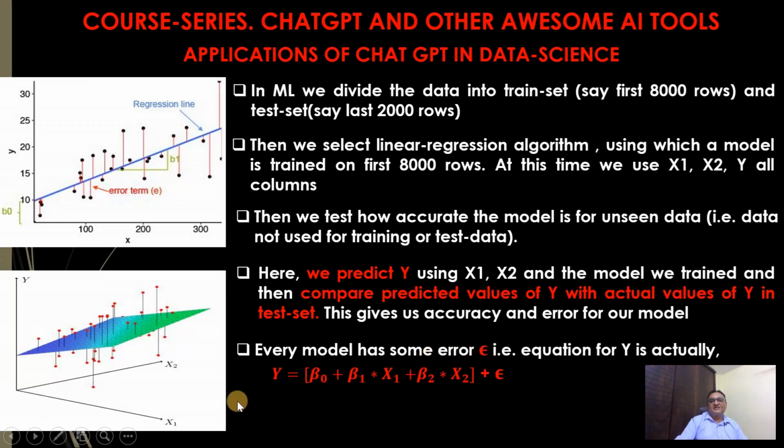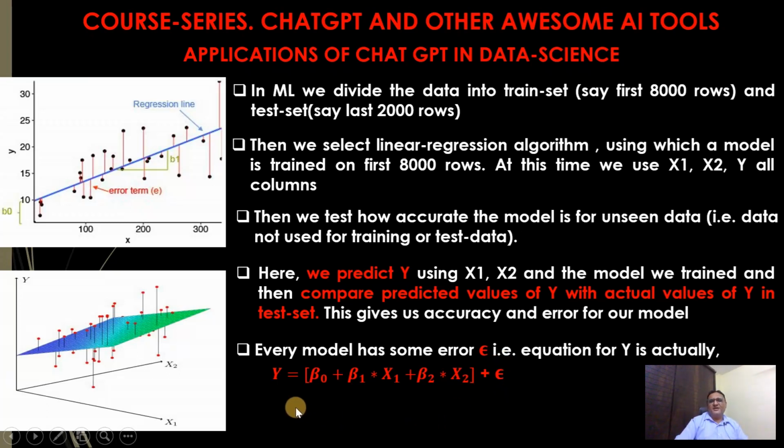So this equation y is equal to beta 0 plus beta 1 x1 plus beta 2 x2 is actually written this way: y is equal to beta 0 plus beta 1 x1 plus beta 2 x2 plus epsilon, where epsilon is the error term. But error should be within acceptable limits. Say if your algorithm is around 95% accurate, then it is considered good. That also depends on the use case.